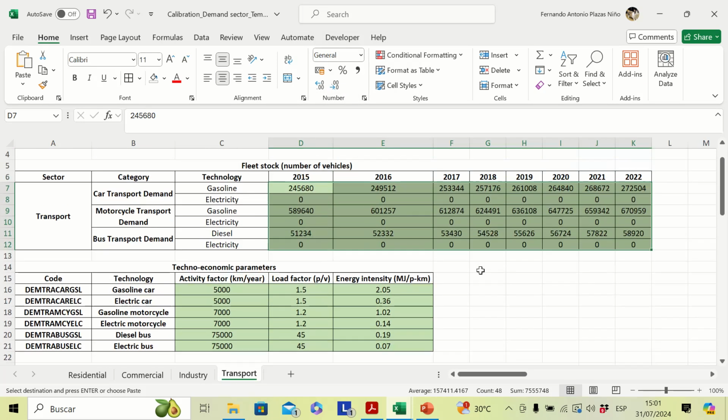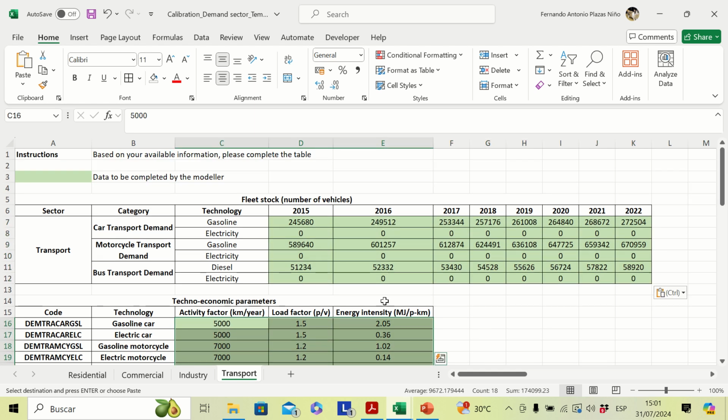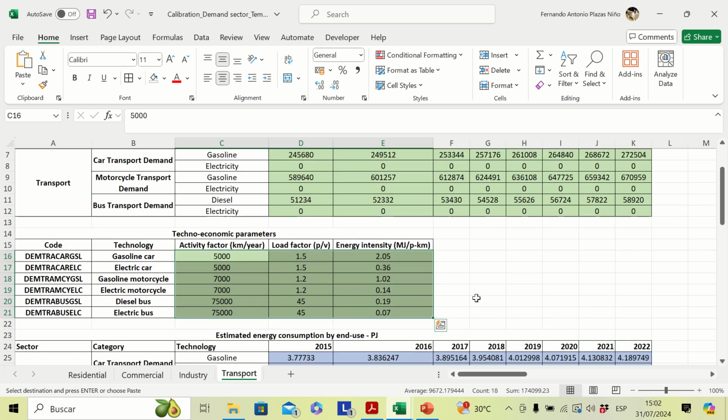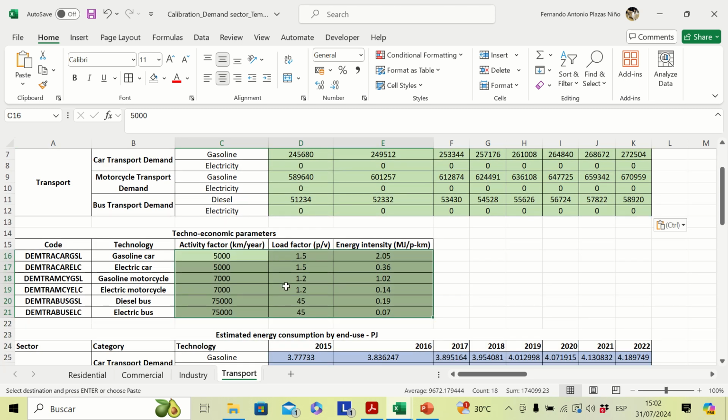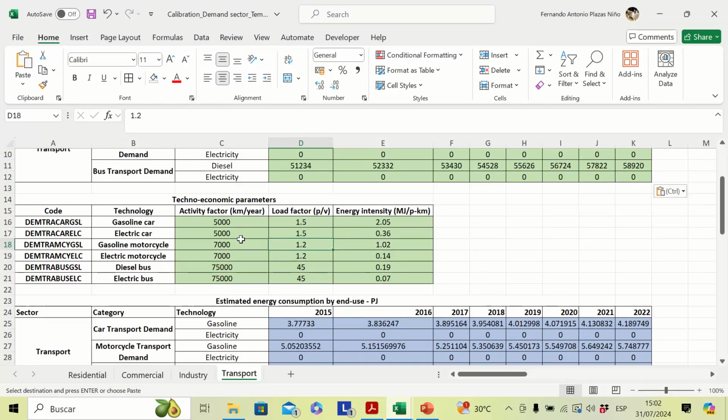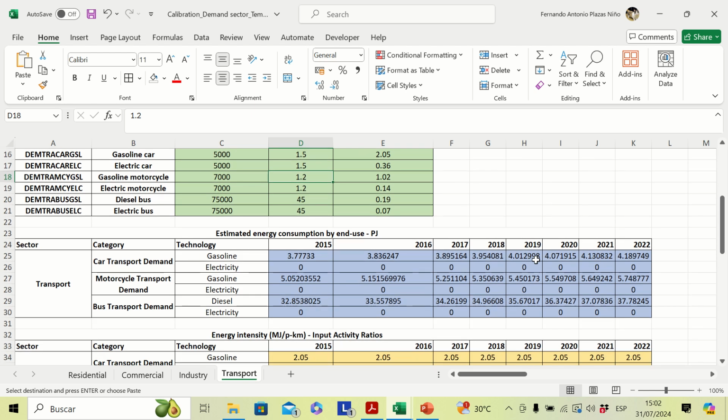One important thing here is that despite these economic parameters being colored in green, which means they could be completed by you, it's also difficult to get those values for a specific country. So here you can use these default values, but in case you have very good data about the activity factor, load factor, energy intensity, you can use different values according to your country. They are provided just for making the calculations quicker, but if you can do it, you can modify them.